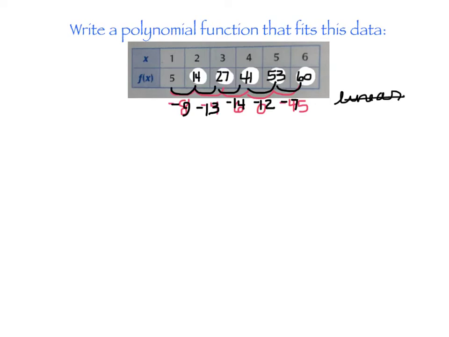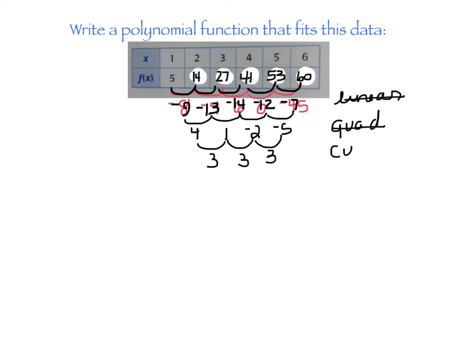I'm going to subtract again. This actually gives me positive 4. That gives me 1. This gives me negative 2. And this gives me negative 5. So it's not quadratic. Let's try it one more time. That's 3. That's 3. That's 3. So this is a cubic.